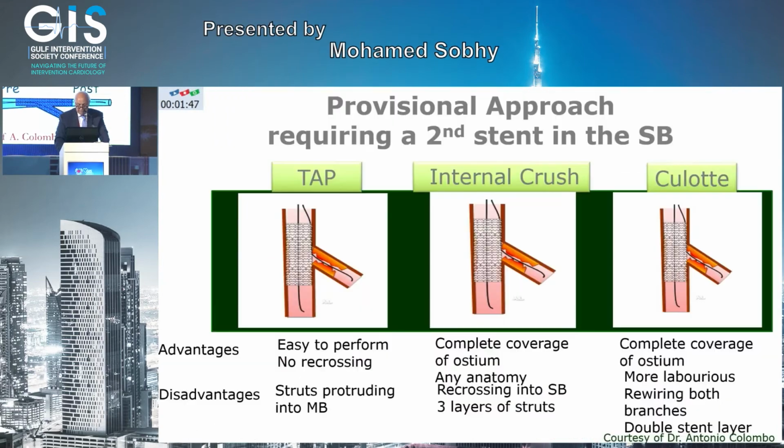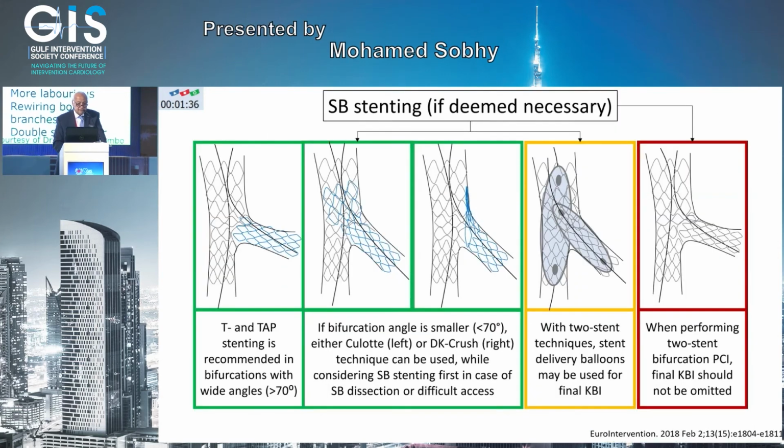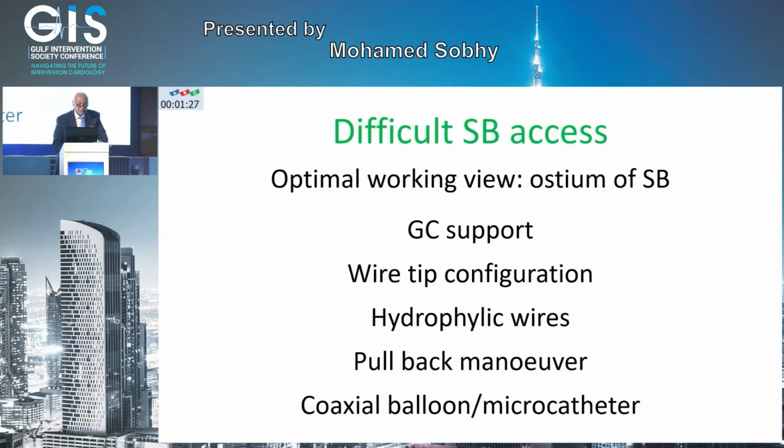And also this is by Colombo. I'm not going into details, but this is an example of the TAP. It's easy to perform. Internal crush, complete coverage, culotte, complete coverage, and Dr. Mervat is going to explain the details of this. Side branch stenting, if deemed TAP also at 70, as I said; bifurcation angle less than 70, you have the DK crush and culotte.